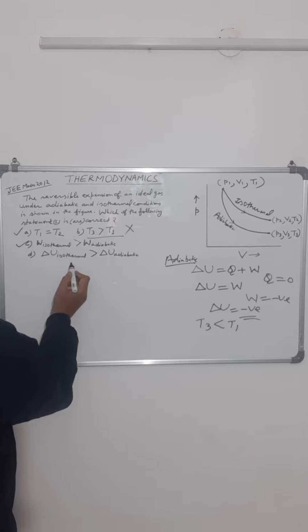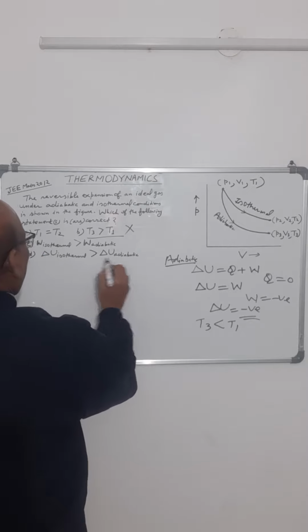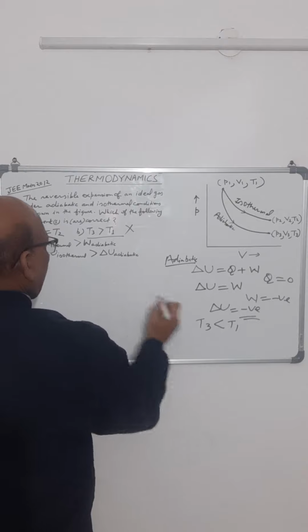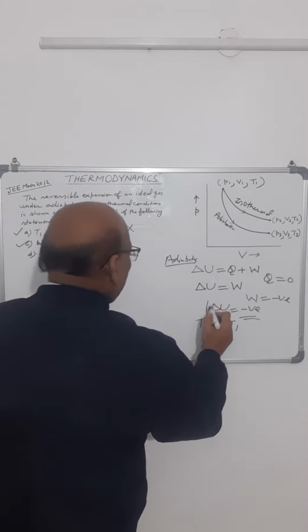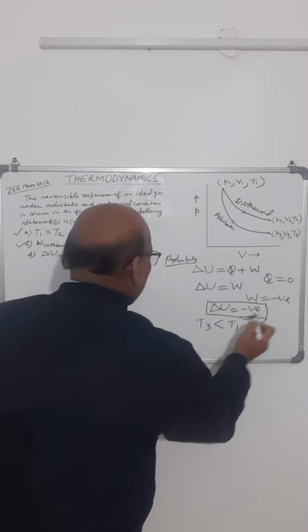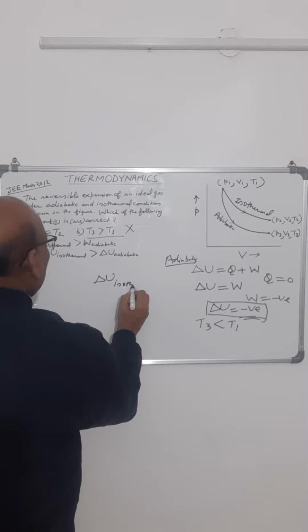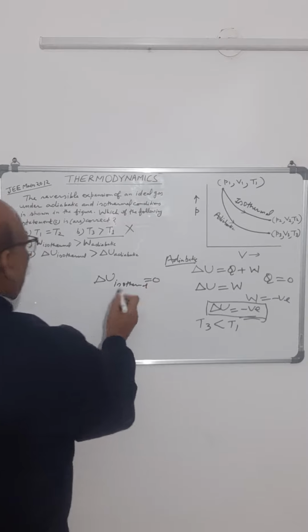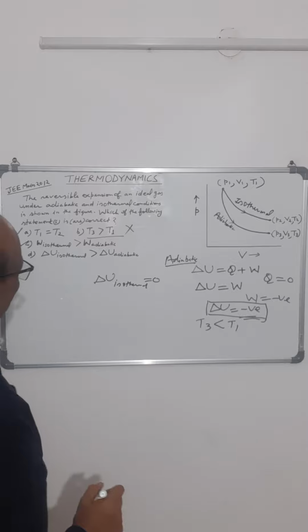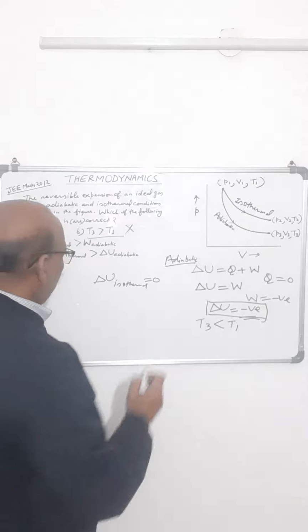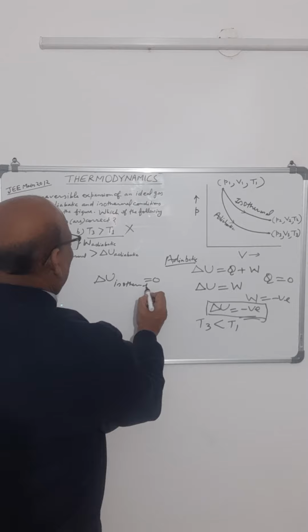Now let us see the D statement. Delta U isothermal greater than delta U adiabatic. Delta U adiabatic, we have just calculated that delta U for adiabatic is negative, but delta U for isothermal will be 0, because there is no change in temperature, and the internal energy of ideal gas depends on temperature only. So delta U for isothermal process will be 0.